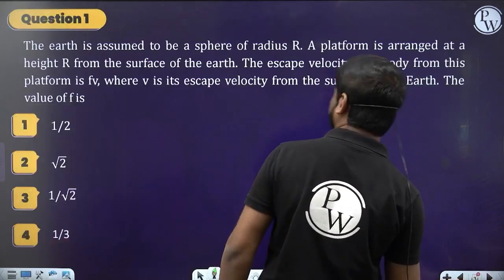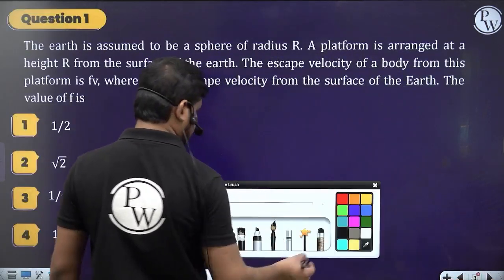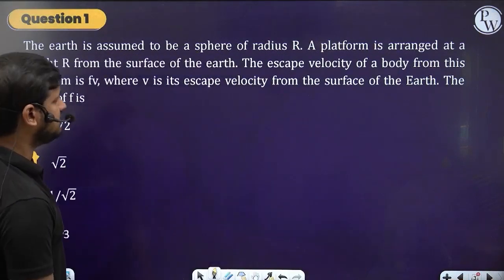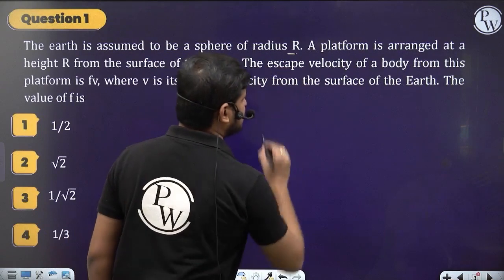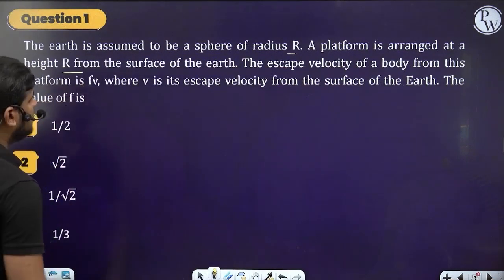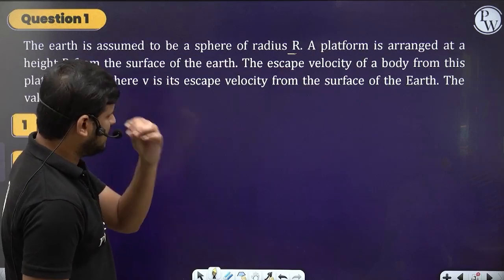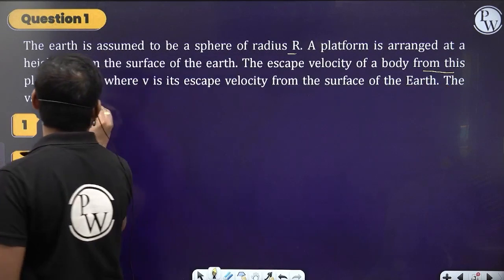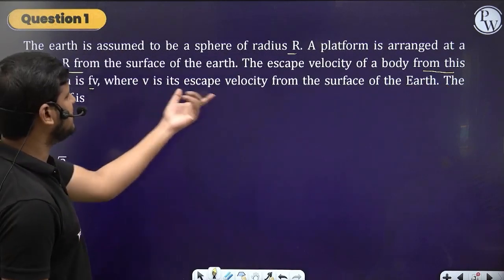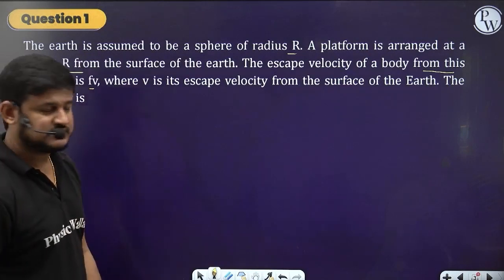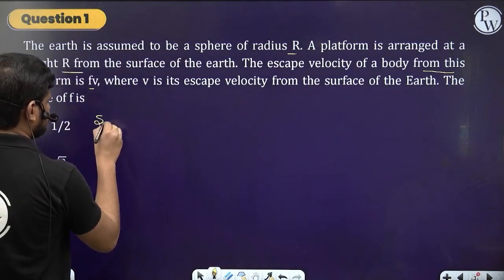Let's start with a simple question. What does the question say? The earth is assumed to be a sphere of radius R. A platform is arranged at a height R from the surface of the earth. The escape velocity of a body from this platform is Fv, where v is the escape velocity from the surface of the earth. So the value of F is, see, simple question.